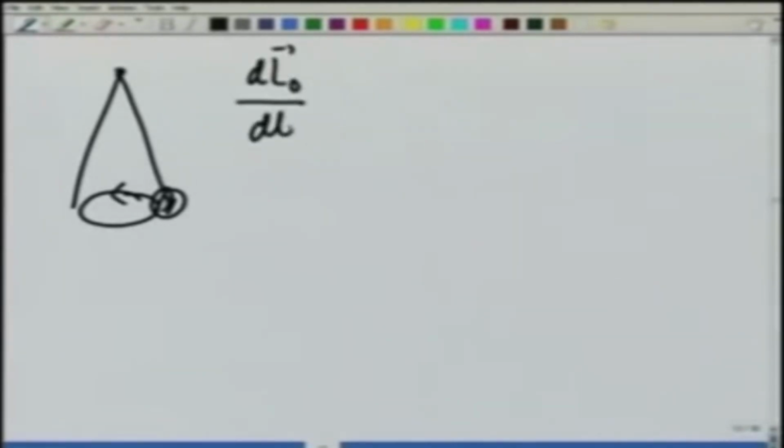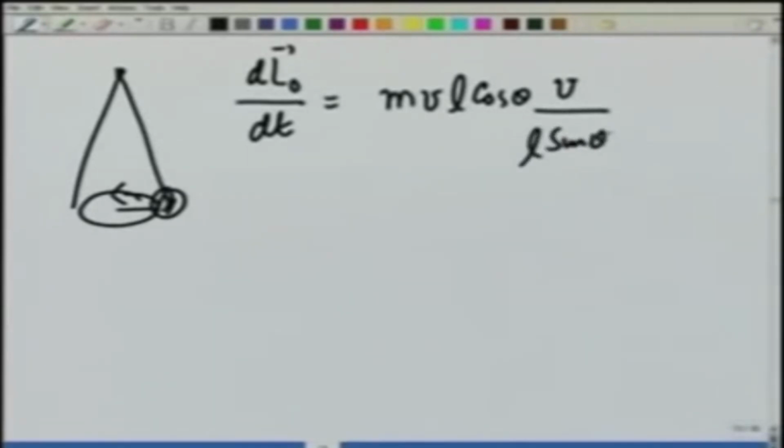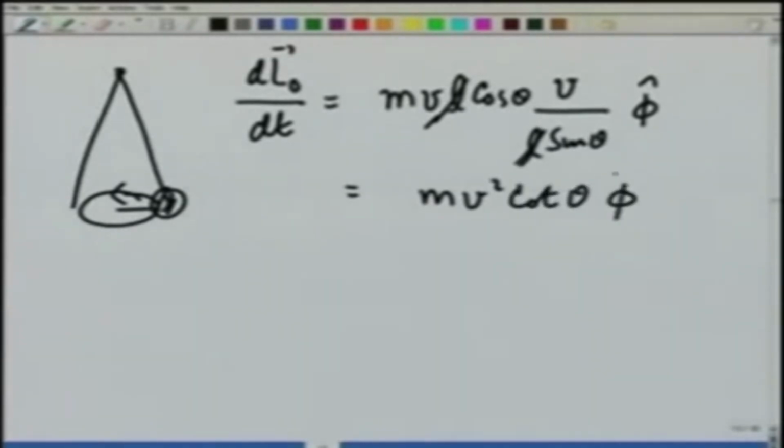So, what we learned from this is, if I take this conical pendulum, which is moving like this, dL_O by dt is equal to m v L cosine theta times omega. Omega is going to be velocity divided by the radius, so velocity divided by L sine theta in phi direction, which gives m v square cotangent theta in phi direction.